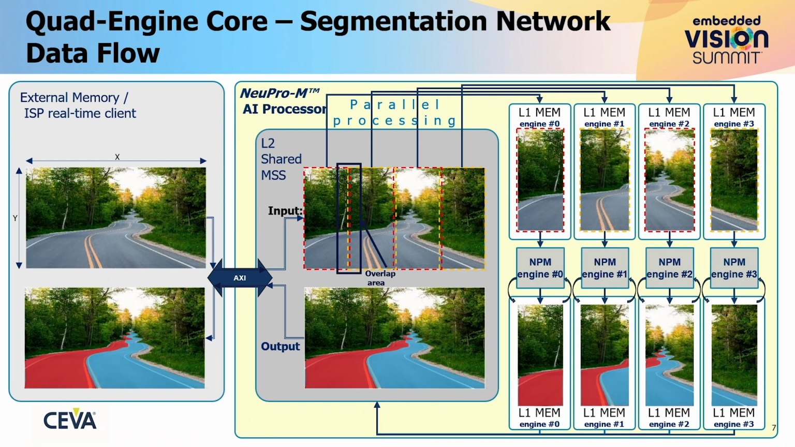They are bigger. So we basically divide the input frame into macro tiles, and then each engine creates its own L1 tiles, which are smaller. And they all run in parallel. Of course, we need overlaps. And once this is done, the respective results are copied back to L2, and from there to DDR. So this is partitioning by tiling.